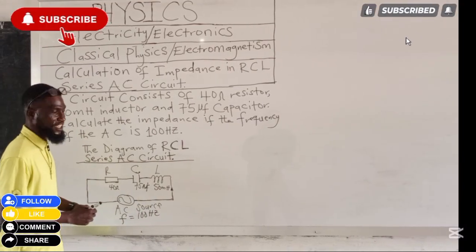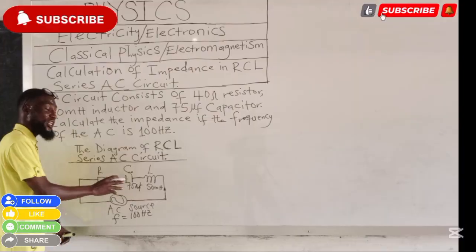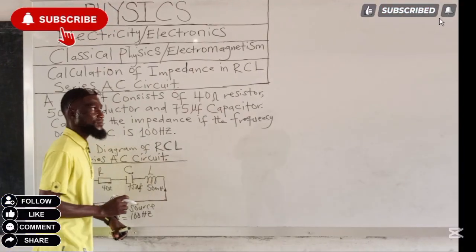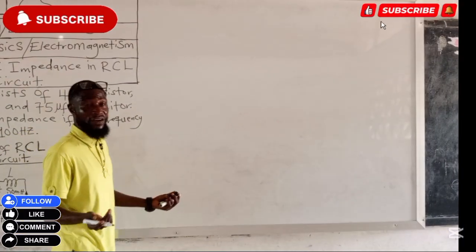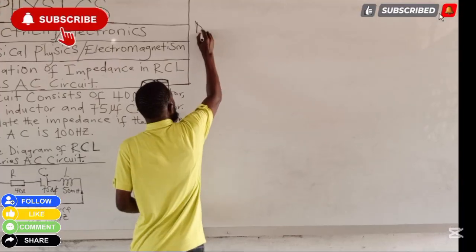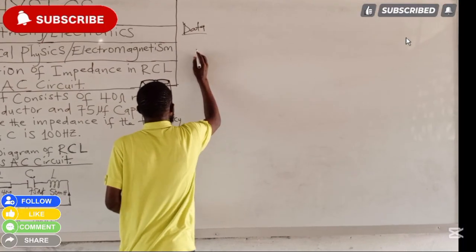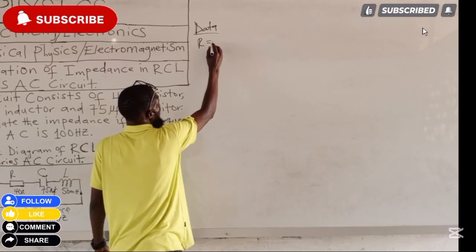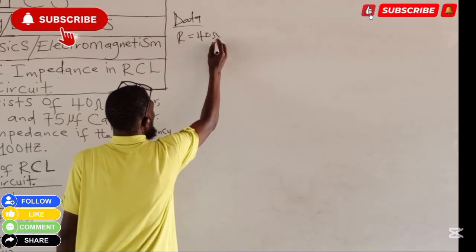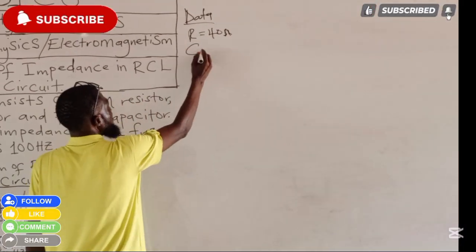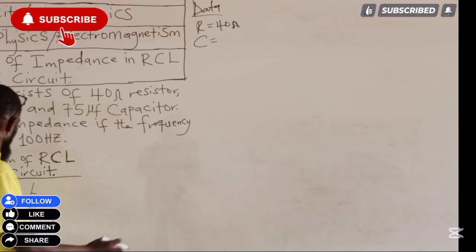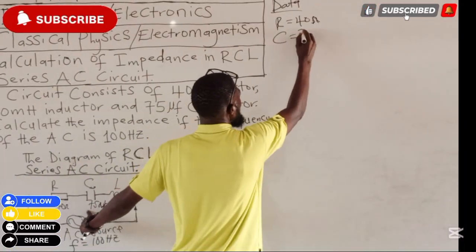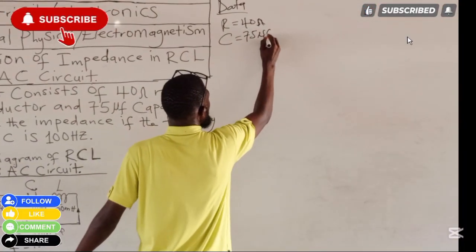On this note, ladies and gentlemen, based on the information given on this diagram, we'll be using our data to solve our problem. We say data. All our data today: we have our resistor, which is R, equal to 40 ohms. And we also have the capacitor, which is C, equal to 75 microfarad.